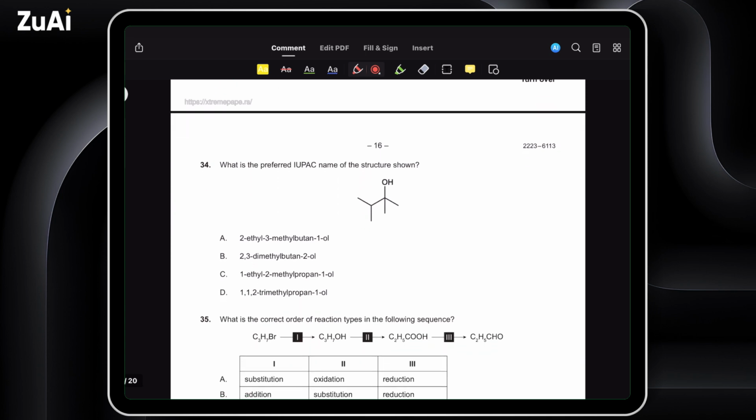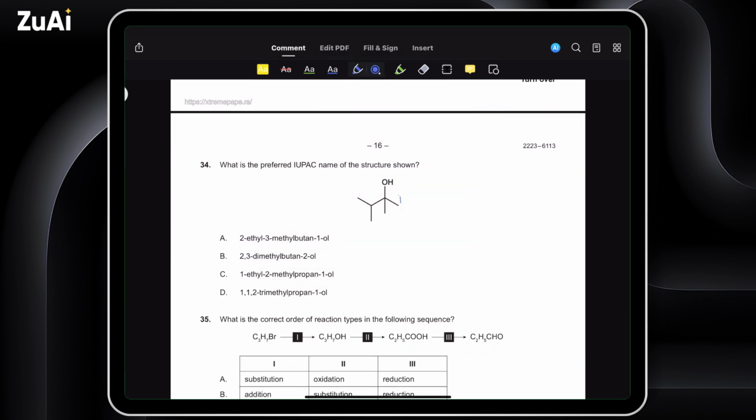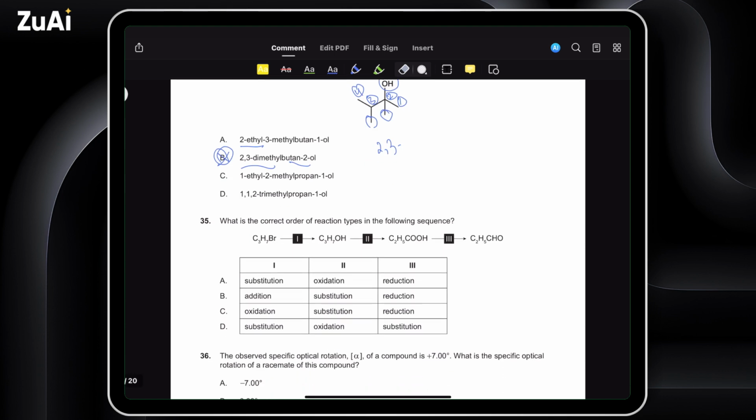What is the IUPAC name? The priority of the OH is higher, so number 1, 2, 3, 4. At the second and third carbon there is a methyl group, so 2,3-dimethyl. 2,3-dimethylbutan-2-ol, at the second carbon there is alcohol, so that's why B is the answer. Is that clear?